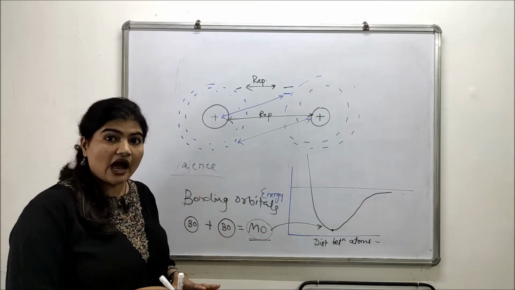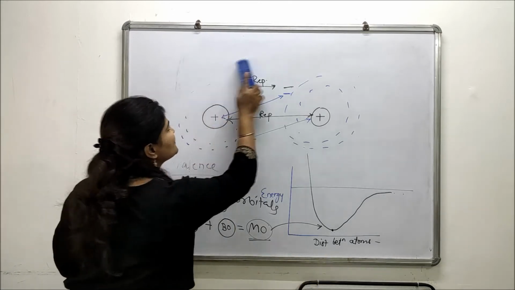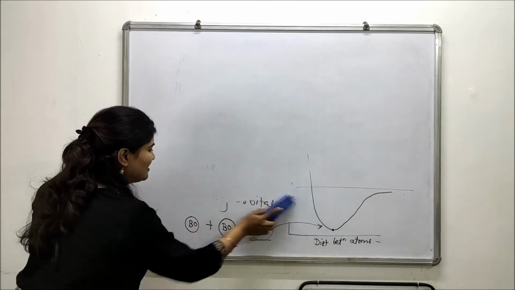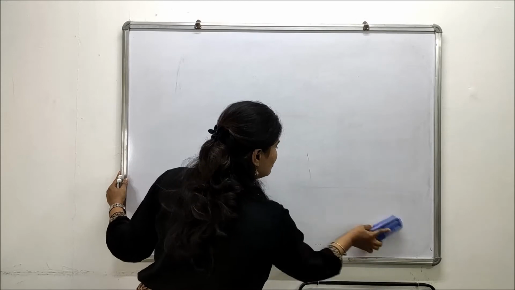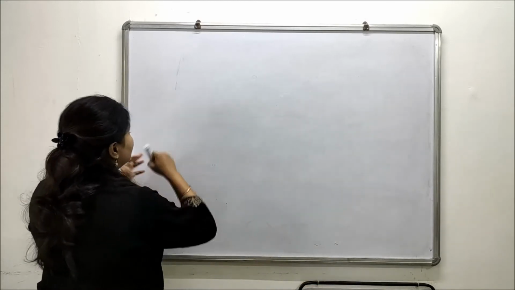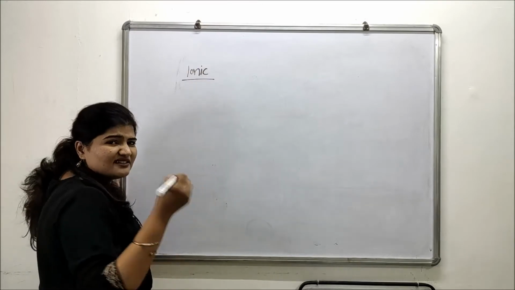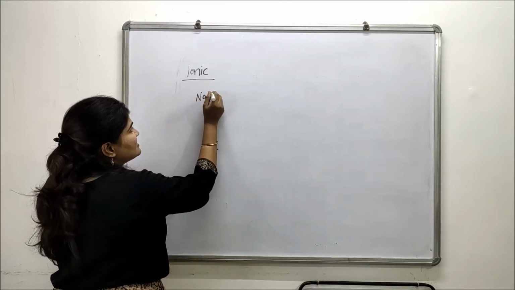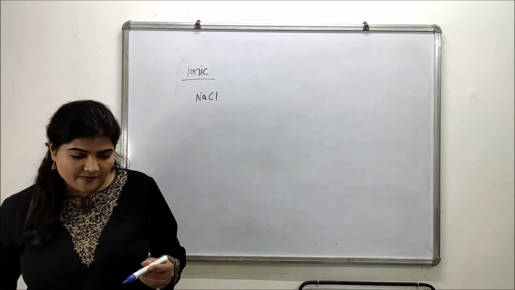Now we have discussed how a chemical bond is formed. This is very important, how a chemical bond is formed. Now let's talk about what kind of chemical bond is possible. So let's start from the ionic bond or electrovalent bond. So in ionic bonding, what happens? Let's take the same old example of NaCl, sodium chloride. Now in sodium chloride, what happens?